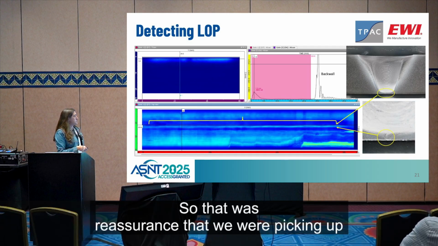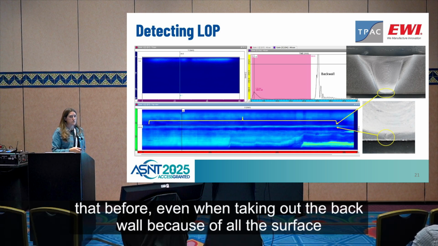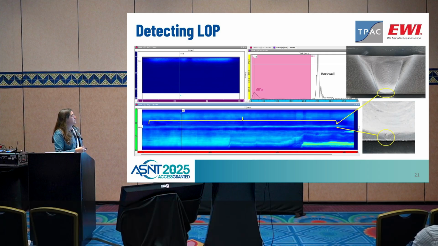So that was reassurance that we were picking up the lack of fusion compared to the phased array, where we couldn't resolve that before, even when taking out the back wall, because of all the surface noise from the phased array.